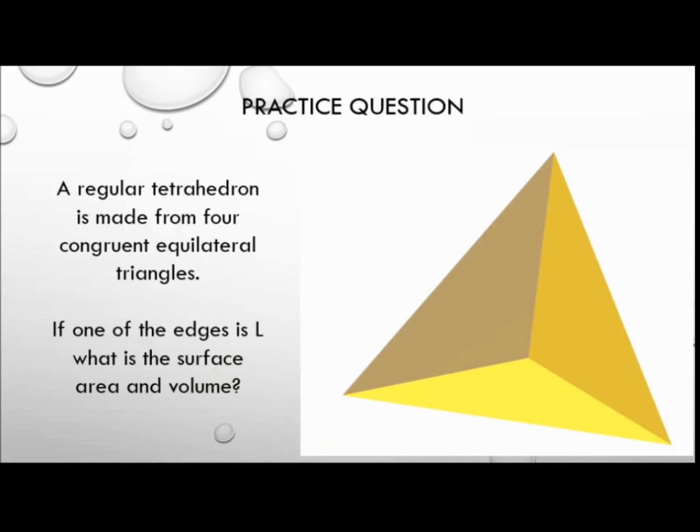Let's take a practice question and see if we can put this into practice. A regular tetrahedron is made from 4 congruent equilateral triangles. In fact, it's a very special shape. It's called a Platonic solid, or one of the Platonic solids. And if one of the edges is called L, what is the surface area and volume of the pyramid in terms of L?